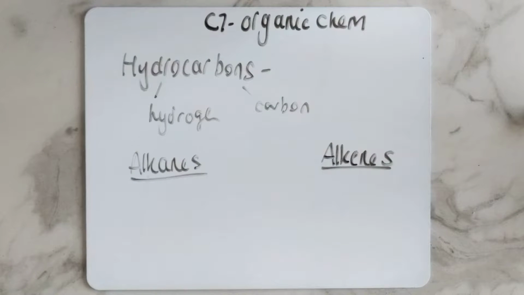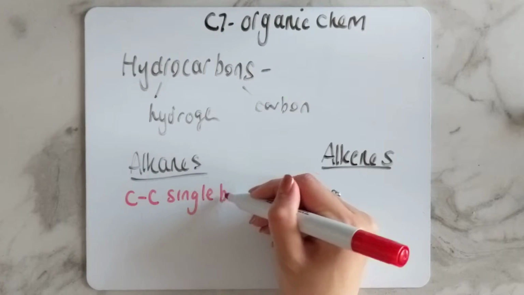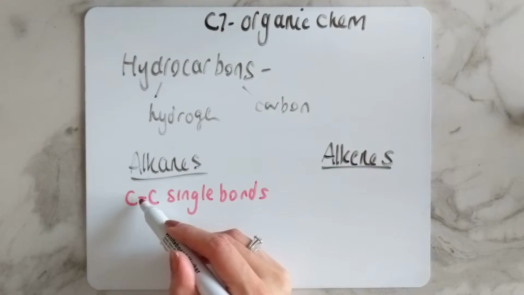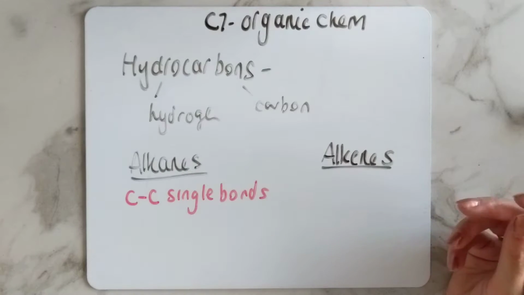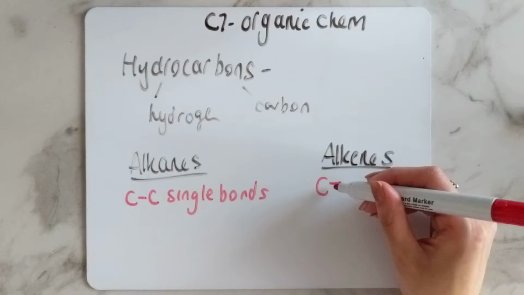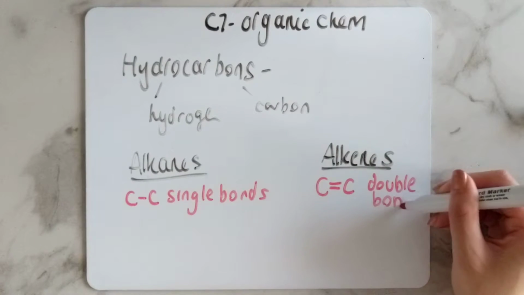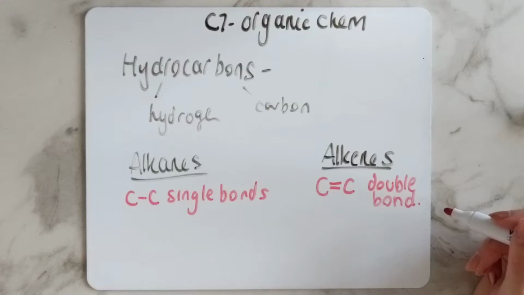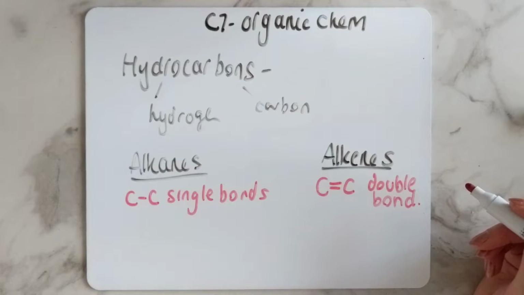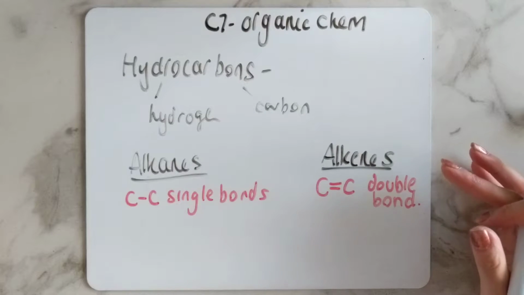So alkanes have only carbon to carbon single bonds. Okay, and that line in the middle there that I've just drawn represents a bond. It's how those carbons are attached together. Alkenes, on the other hand, have a carbon to carbon double bond present. Okay, alkanes, there's a few that you need to know and you need to be able to draw them as well, so we'll talk through that in a moment.